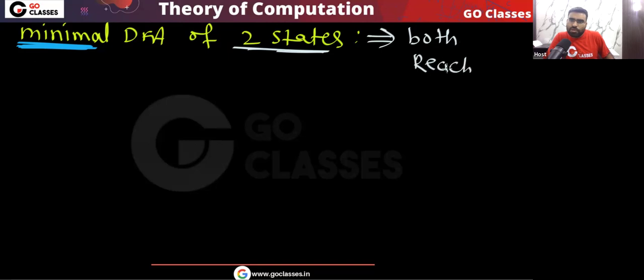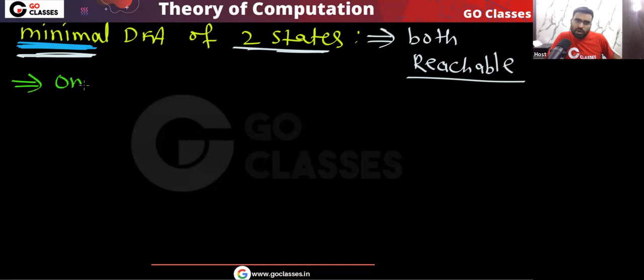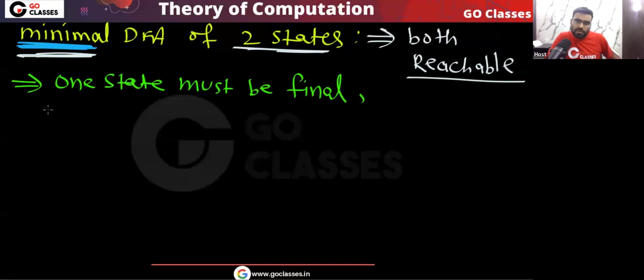So what is the conclusion for a minimal DFA with two states? One must be final, another must be non-final. And remember, both must be reachable. You cannot have an unreachable state in the minimal DFA. One state must be final, and another state must be non-final.